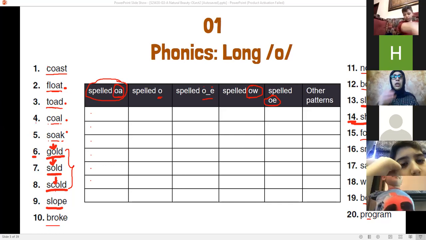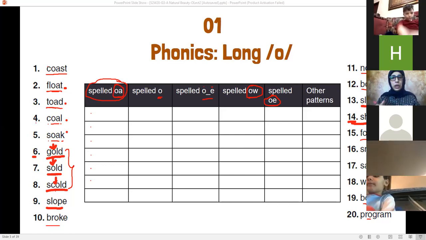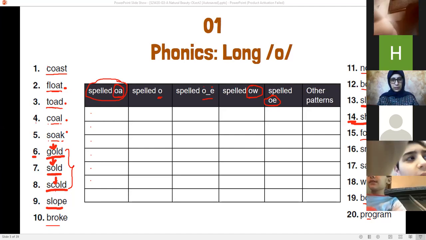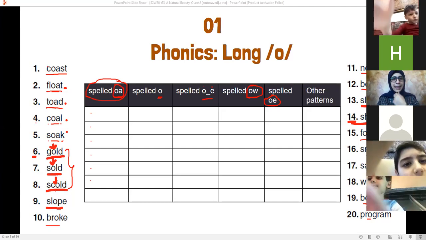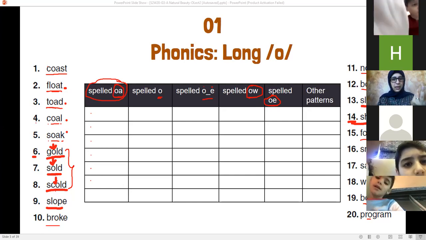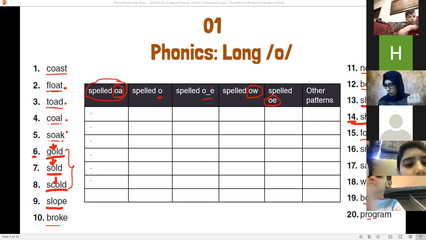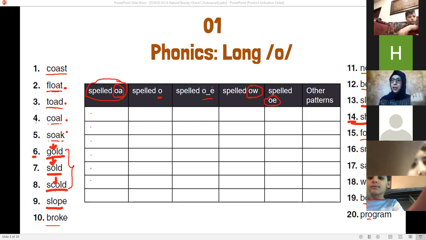I have the word show. Where do you hear the long O sound? At the end. And what are the letters that are making the long O sound in show? O-W. Thank you, Muhammad Shalan. Fatima Bitar.